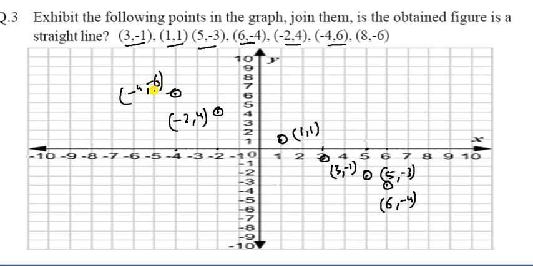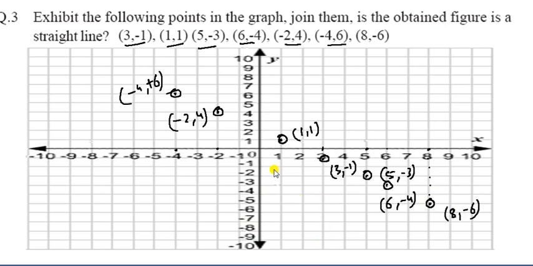To 1, 2, 3, 4, 5 and 6. So you can write here minus 4 and minus 6. It is plus 6, not minus 6. And the last number is 8, minus 6. 8 is here and minus 6 is, you can count here 1, 2, 3, 4, 5, 6. So that number is here. So that number is 8, minus 6.